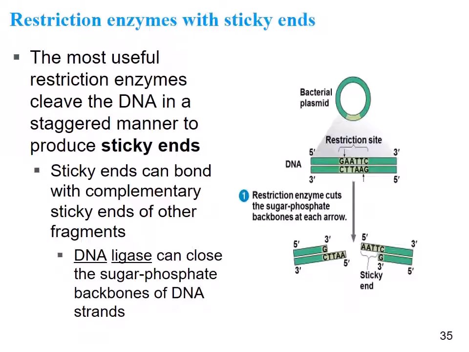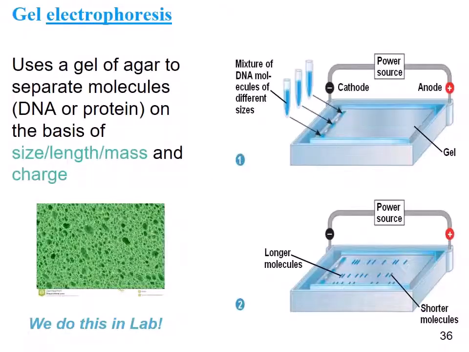So that brings us to another technique called gel electrophoresis. This uses the gel of something called agar to separate molecules of DNA or protein based on the size, length, mass, and electrical charge. These gels are kind of like a Jell-O jiggler.